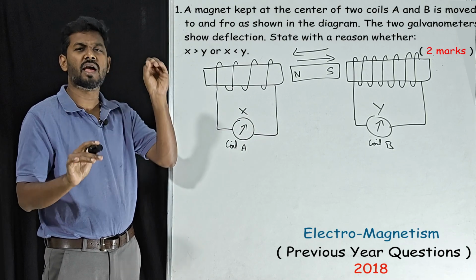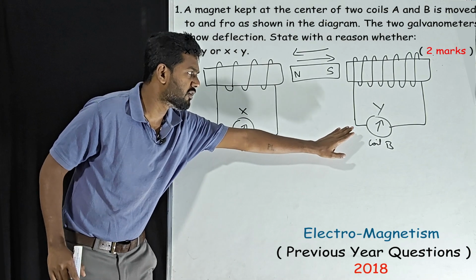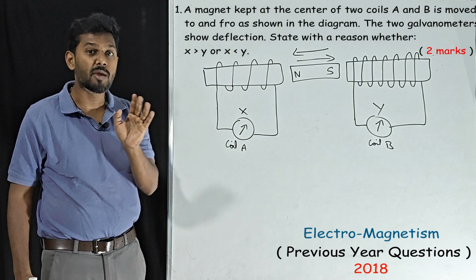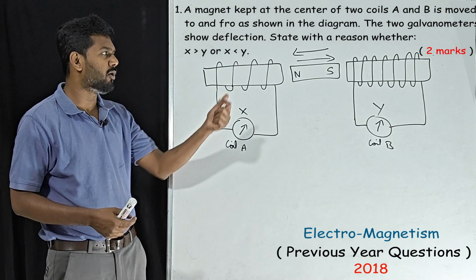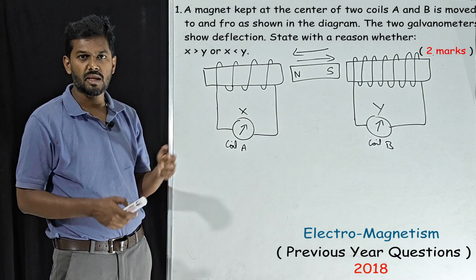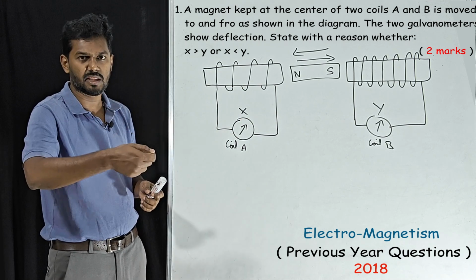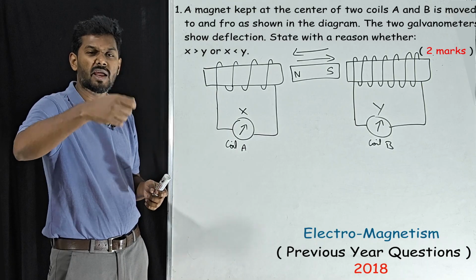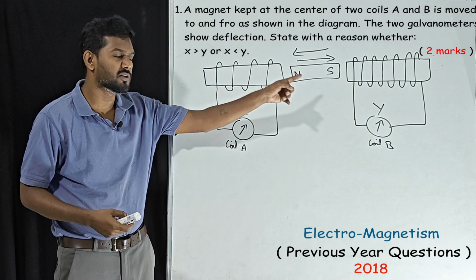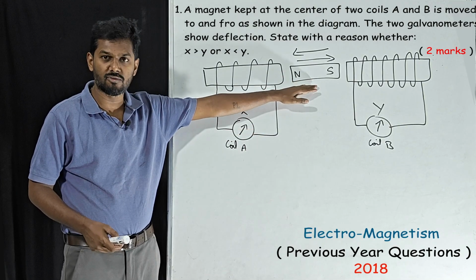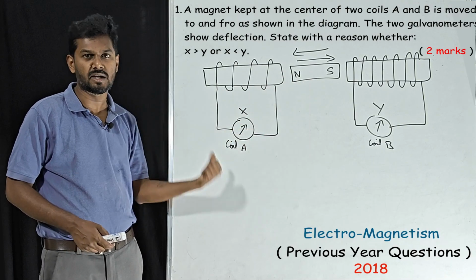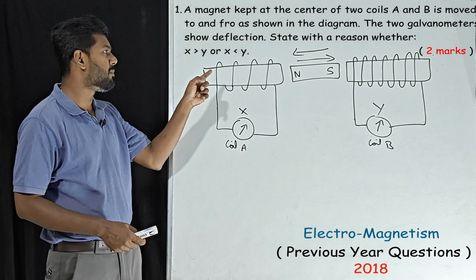Without thinking anything, the answer is very simple. Deflection of y is greater. Why? Because see the number of turns. We know whenever we talk about magnetism and electricity, if we are passing electricity, the magnetic field will be more when the number of turns is more. Here we are providing a magnetic field and it is generating electricity. Again, it depends upon the number of turns.